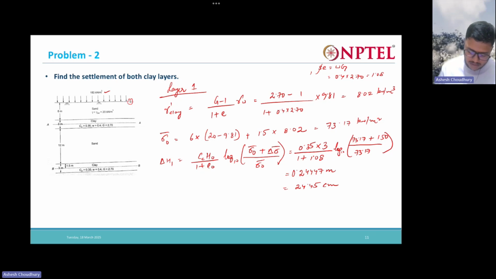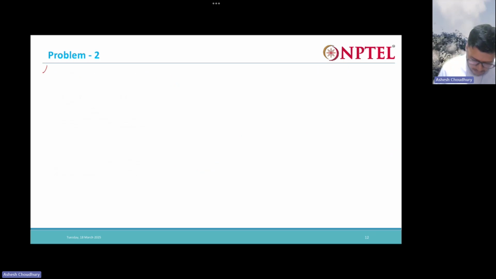Now next for layer 2, that is layer A, now layer B, same. Okay, same procedure.